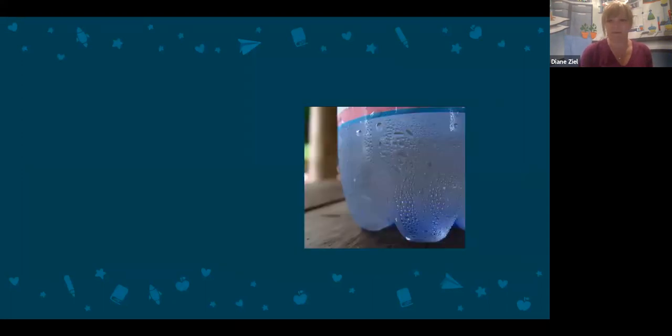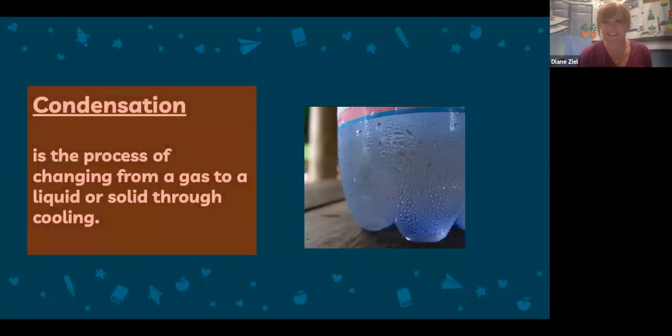Here you see the opposite, where the gases are now turning back to liquid droplets on this cold bottle. This process is called, you guessed it, condensation. Condensation is the process of changing from a gas to a liquid or solid through cooling.